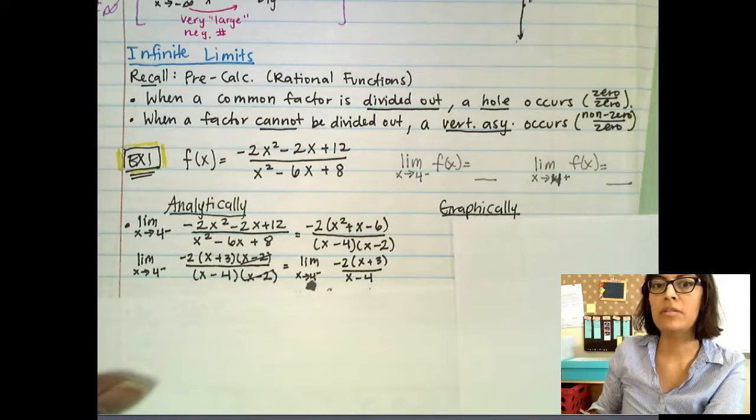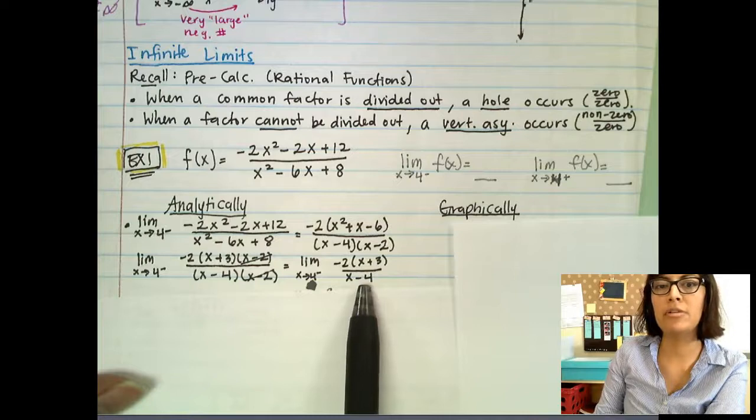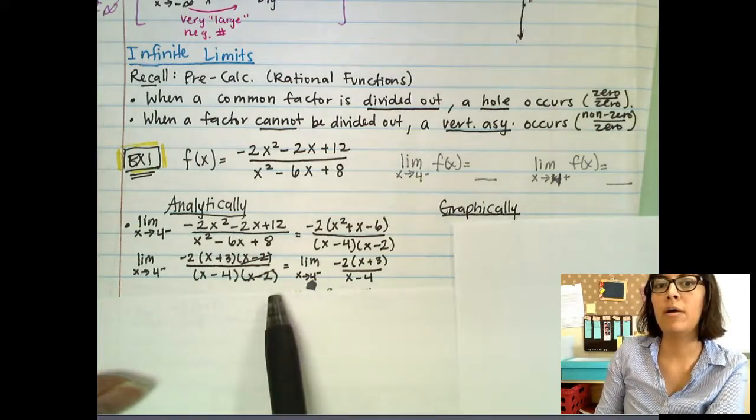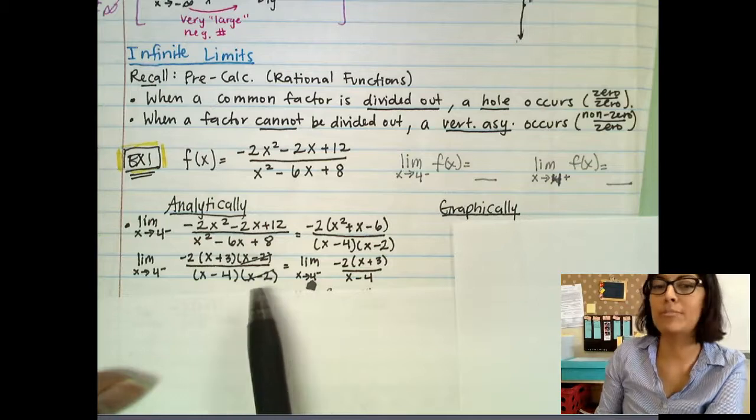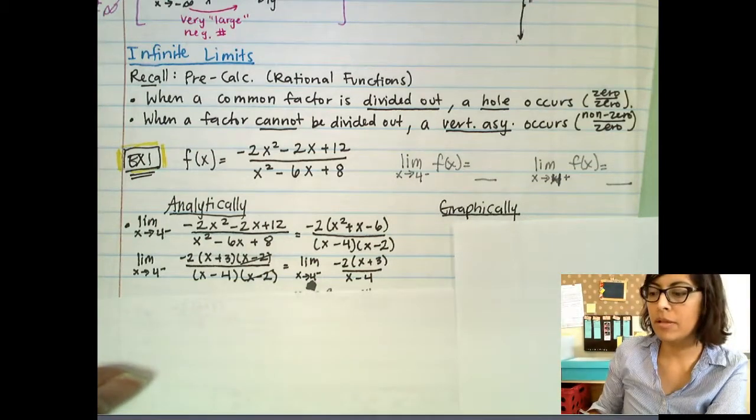So we know graphically that there's going to be a vertical asymptote right here at x equals 4, and there's also going to be a hole at x equals 2. But let's look at this.